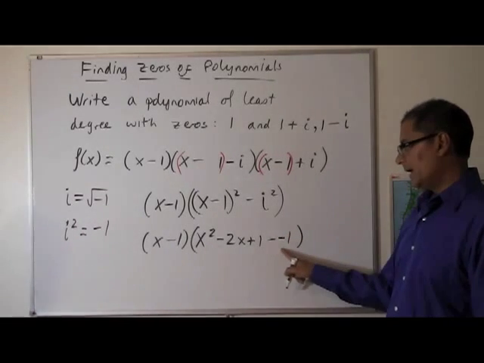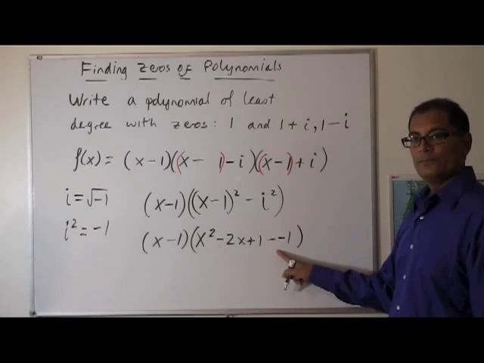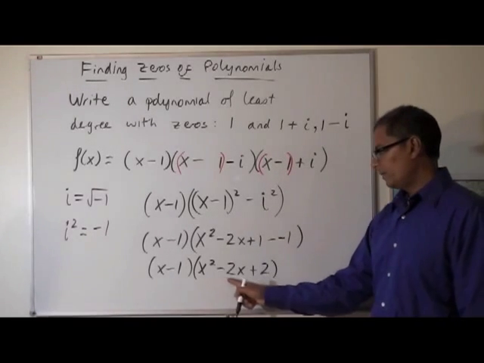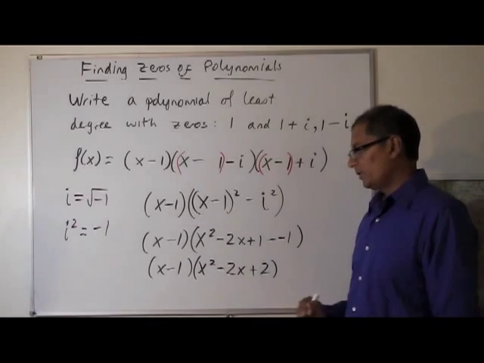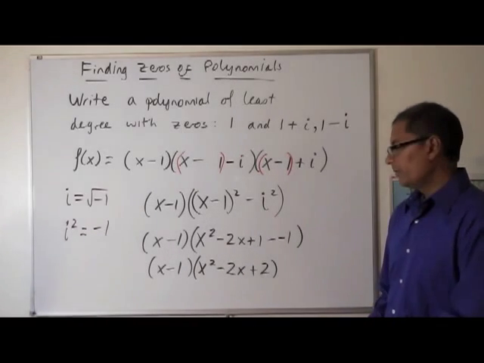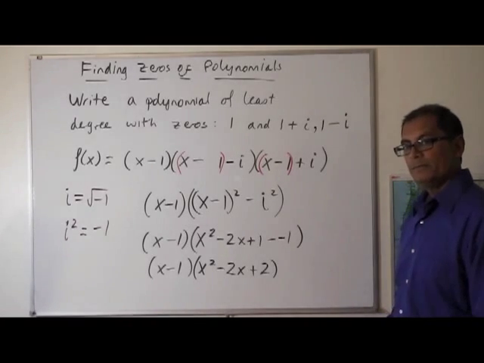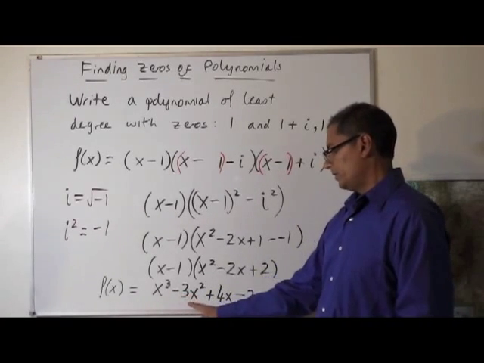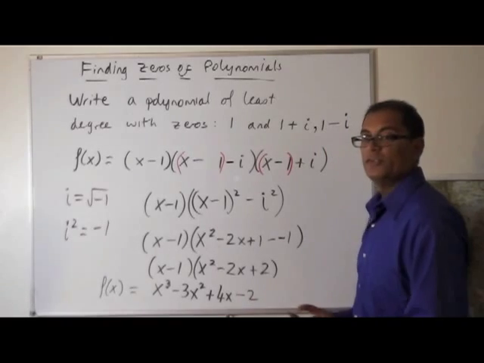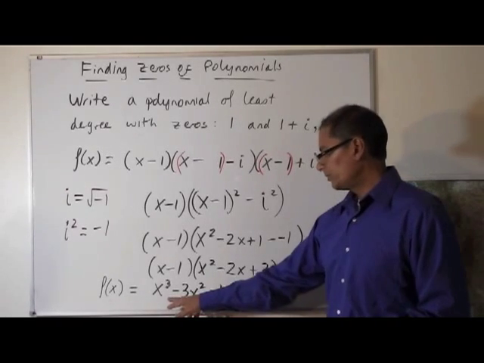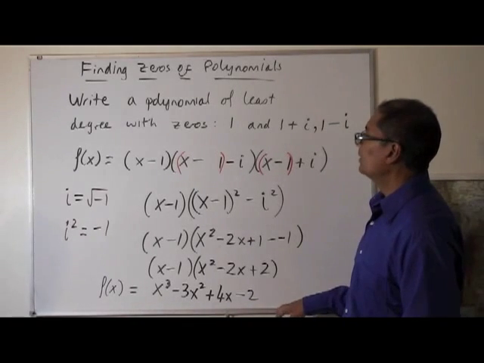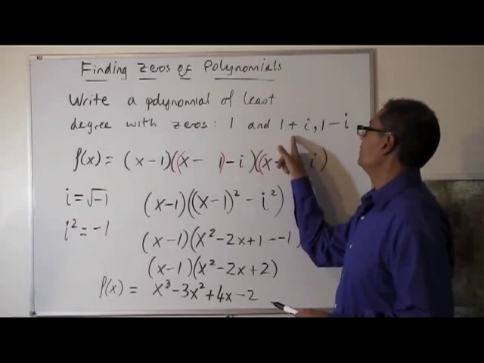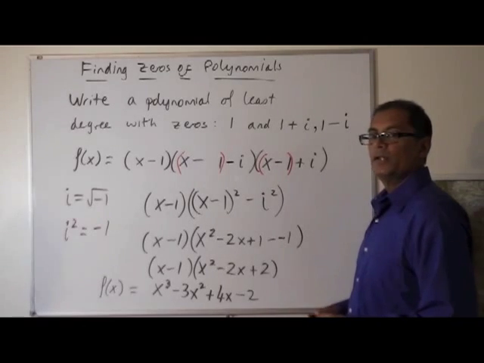And so actually we're going to add these two here. And so I have x squared minus 2x plus 2, because 1 plus 1 is 2, times x minus 1. And finally we multiply these out, and we end up with x cubed minus 3x squared plus 4x minus 2. So this polynomial, x cubed minus 3x squared plus 4x minus 2, is a polynomial with zeros 1, 1 plus i, and 1 minus i.